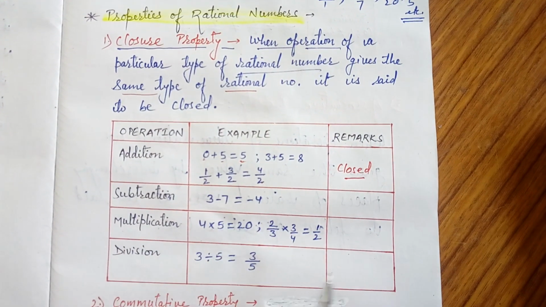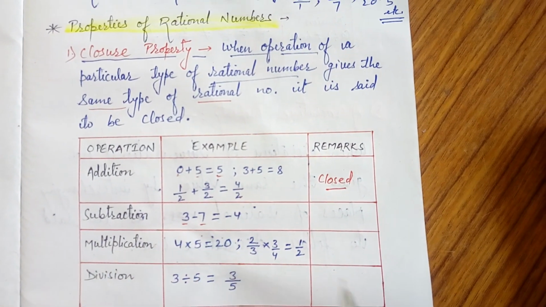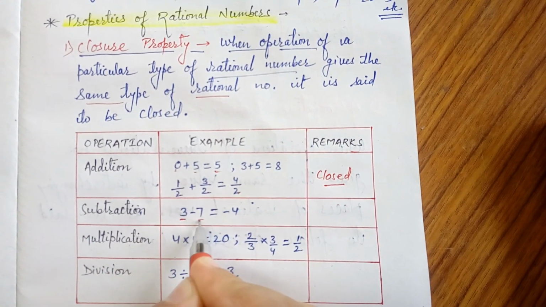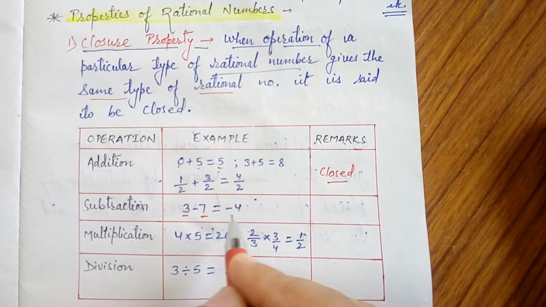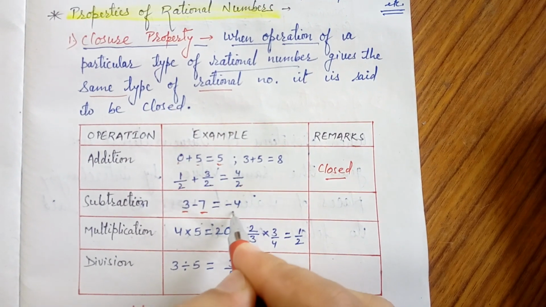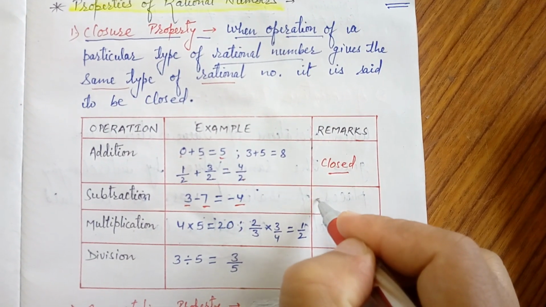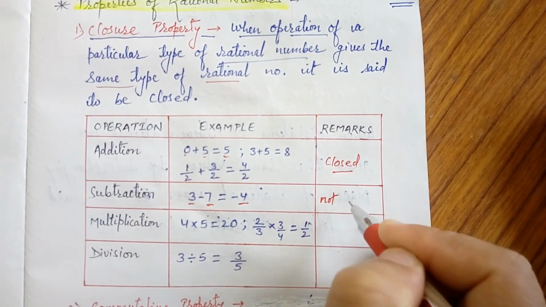Now subtraction. When we are subtracting, here we have taken example 3 and 7. When we are subtracting 3 and 7, which are natural numbers or whole numbers, it is giving a negative number, so it is not satisfying closure property, not closed.